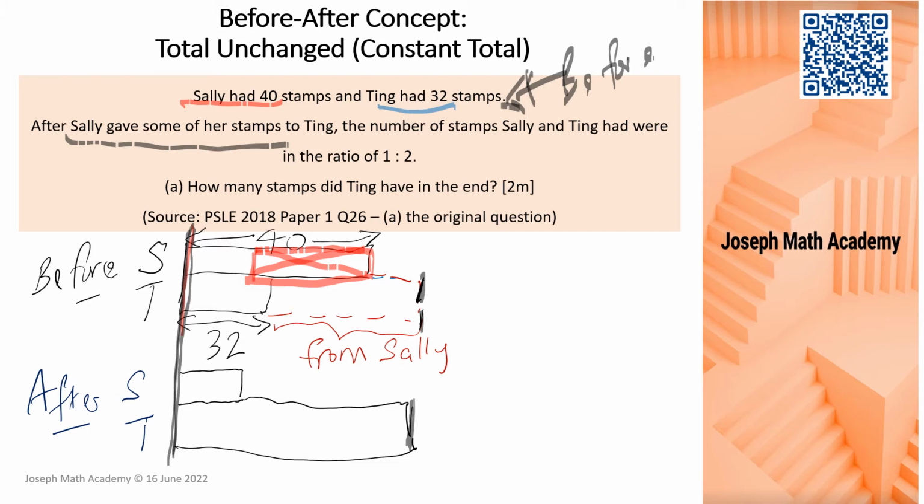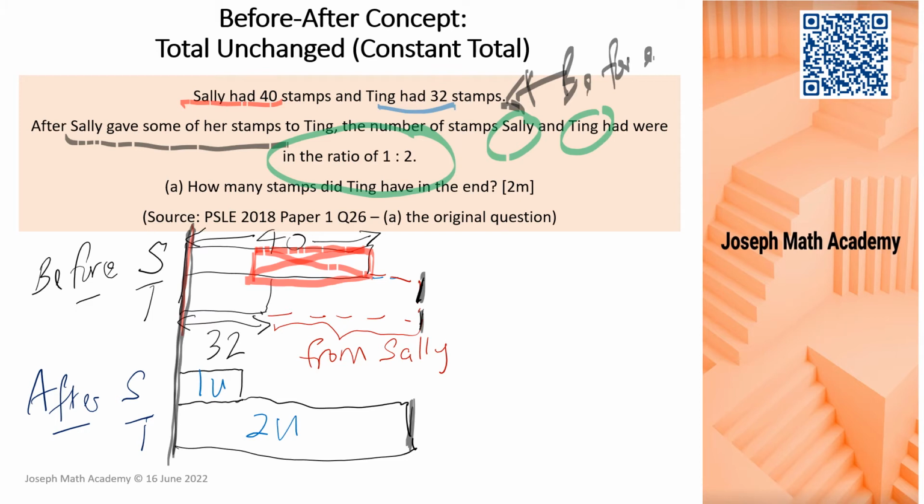My model is not drawn to scale, but we have special information in the question. In the end, the ratio is 1 to 2, 1 belonging to Sally, 2 belonging to Ting. So Sally in the end had only 1 unit. I'm going to write this down. Sally had 1 unit and Ting had 2 units. Of course my model doesn't look right, but it is not drawn to scale.